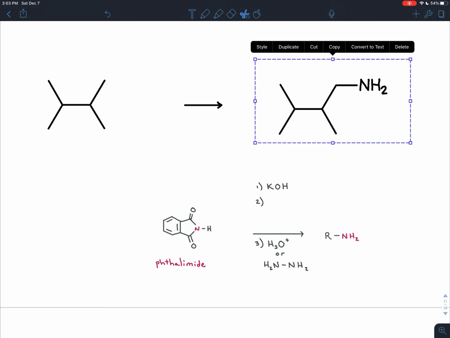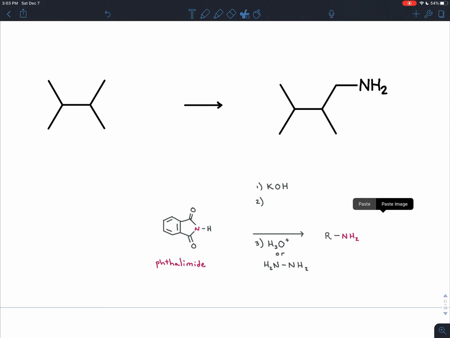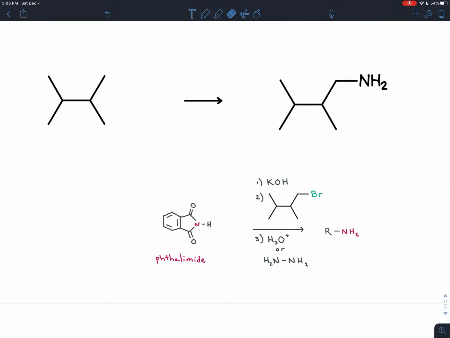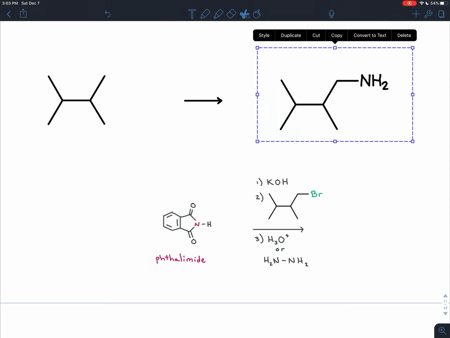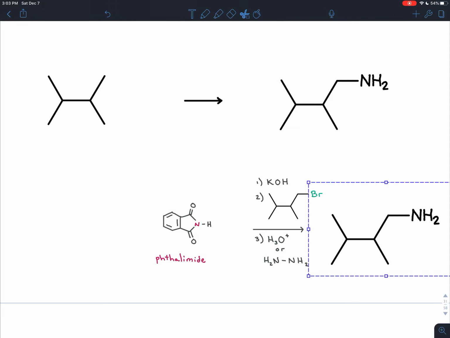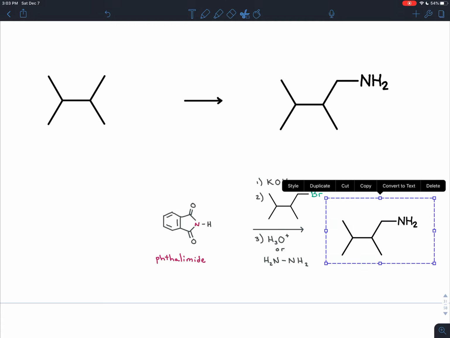So we'll take the amine that we have, and just like we did in the previous video, you can replace the nitrogen on the amine, just erase it, and replace it with a leaving group. So for example, bromine. Chlorine or iodine would work just as well. And the result of that is that we would get our final product. So if we had those molecules, then we would get the amine that we want.